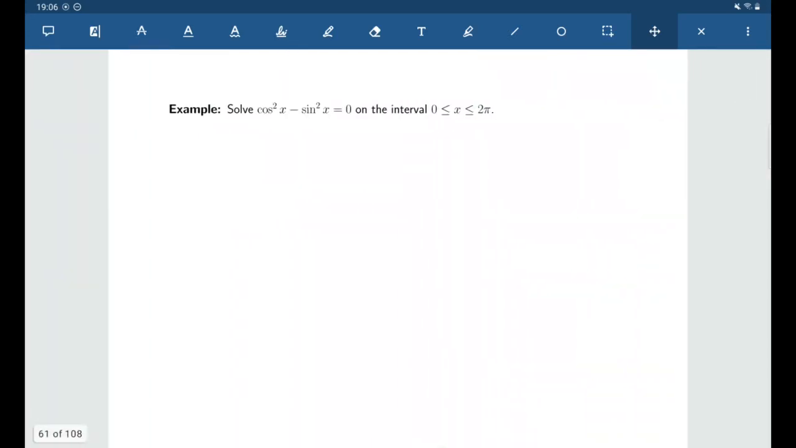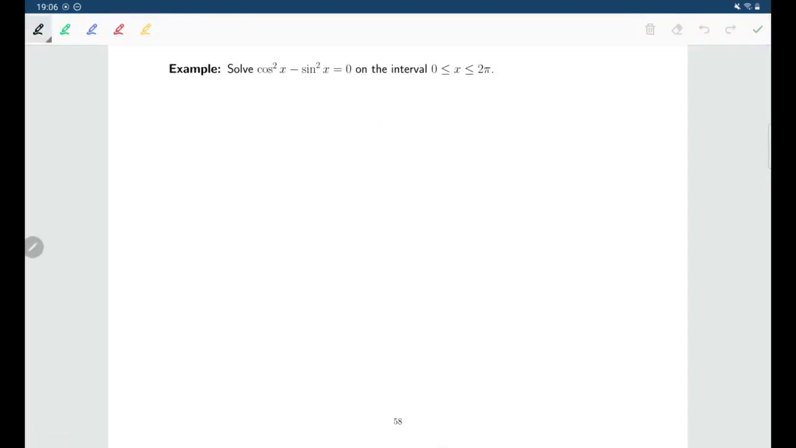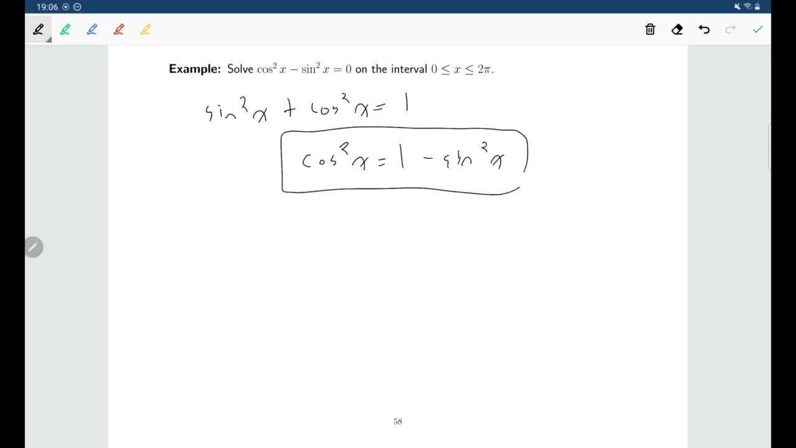So something like this, we're looking to solve cos squared x minus sine squared x equals 0. And for this, you actually could think about it in this way. I could say, well, I know that sine squared x plus cos squared x is equal to 1. So if you wanted to, you could say, well, actually, cos squared x is equal to 1 minus sine squared x. This is my Pythagorean identity, just rewritten.